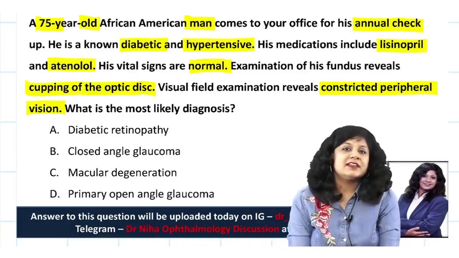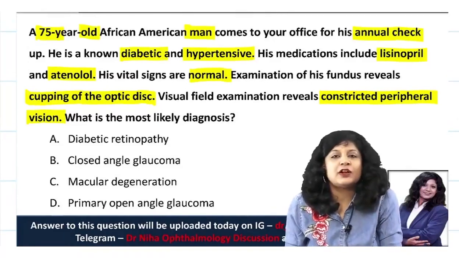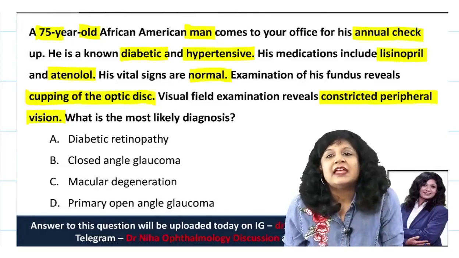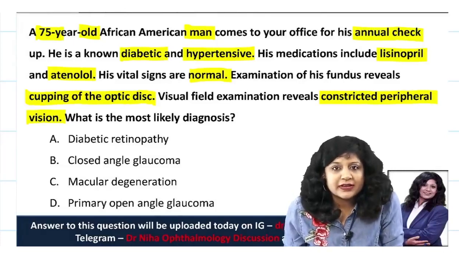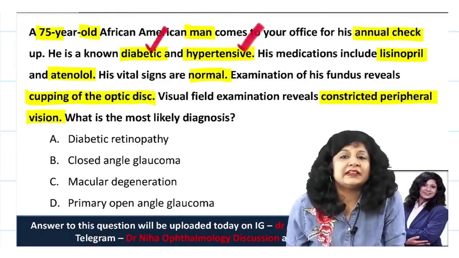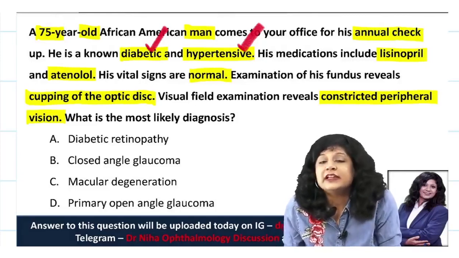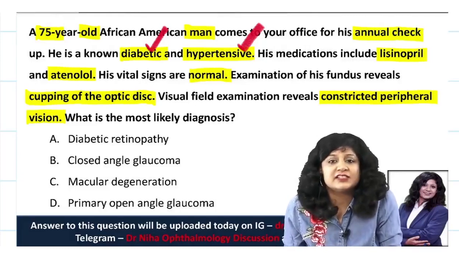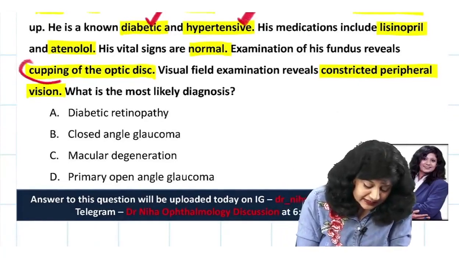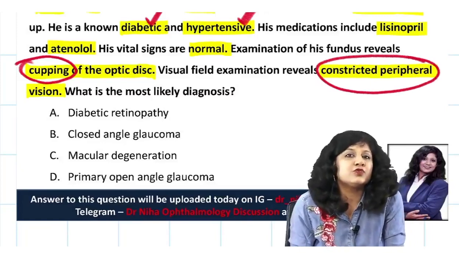Now if you look at this patient, he is a 75-year-old male. He is not having much of a problem. He has just come for the annual checkup. He is a known case of diabetes and hypertension, but it is well controlled. He is on lisinopril, he is on atenolol, vitals are normal. Now just on screening we are getting the cupping and the constriction of the peripheral visual field.